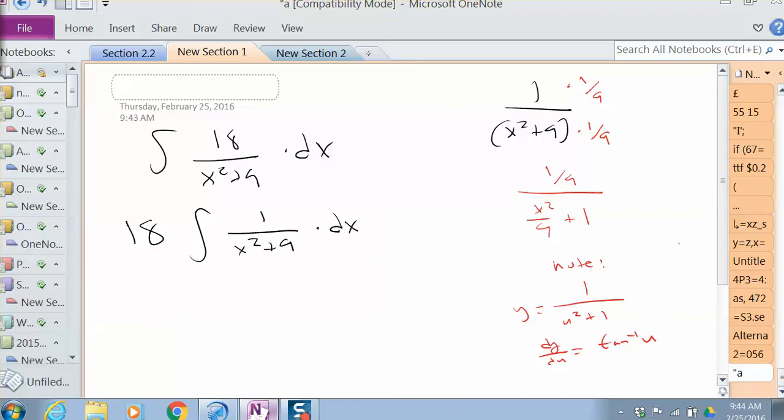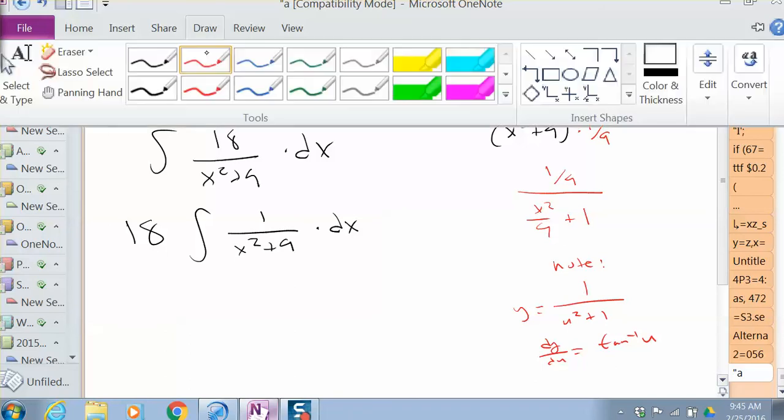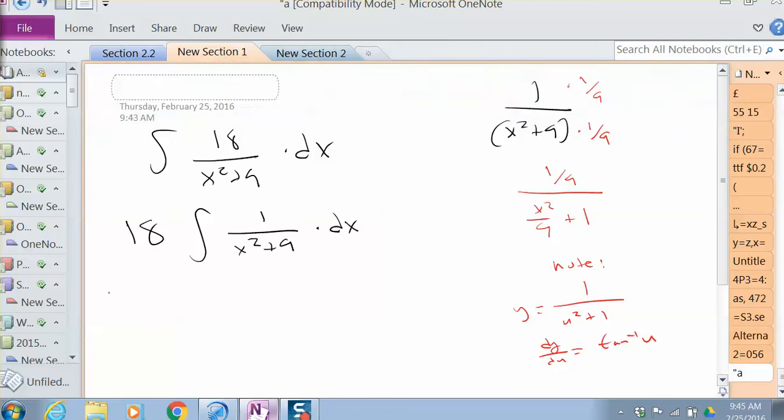Maybe not. This is a little too much, I think. So dy over du equals inverse tan of u when you have 1 over u squared plus 1, or 1 over any variable squared. The variables are arbitrary, right? But there's definitely some creative algebra happening here.